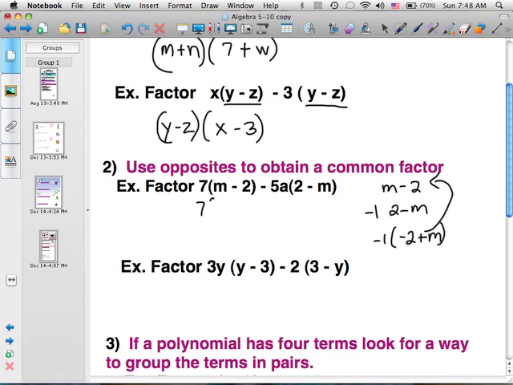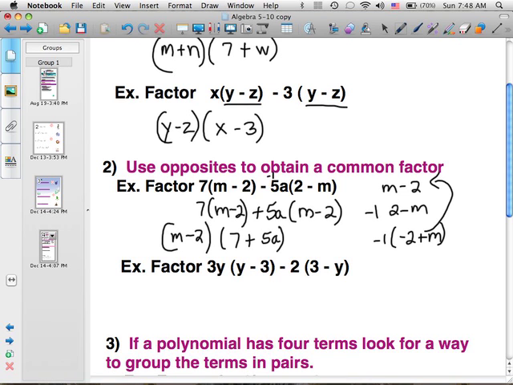So I'm going to take 7 times m minus 2. If I take out a negative 1, this becomes positive 5a times, and I turn it around and make it look like the first one, m minus 2. You just have to be absolutely sure these two are exact opposites. So now I can take out the m minus 2, and in parentheses put 7 plus 5a.